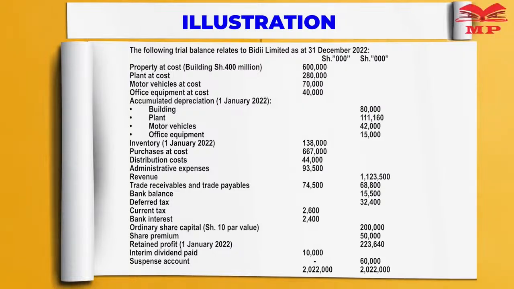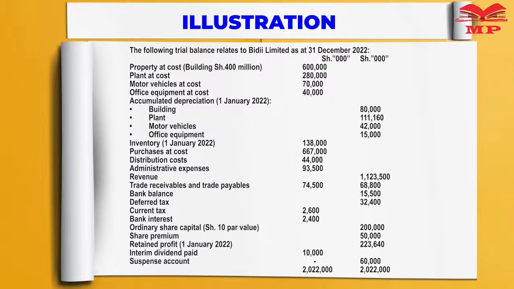So the question reads, the following trial balance relates to BD Limited as at 31st of December 2022. So we are given a trial balance for BD Limited at the end of the year. First of all, we have the property at cost, and you're told property includes a building, generally land and building. In our case, the value of the building is 400 million. So the difference between 600 and 400 is the value of land.